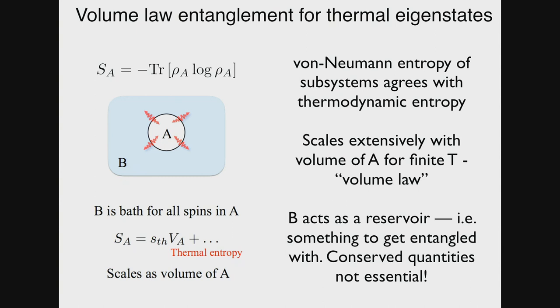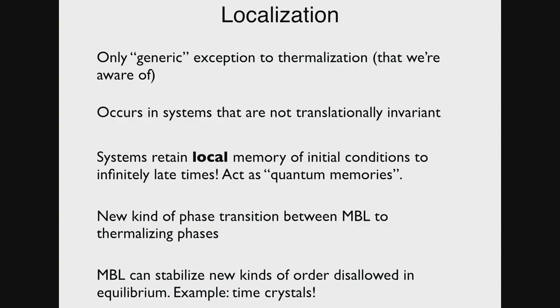So now, when does this fail? Localized systems. In particular, I'll talk about many-body localized systems. These are interacting systems that are localized. They're the only generic exception to thermalization that we're aware of, okay? By generic, I mean that these are systems that are not fine-tuned in any way.